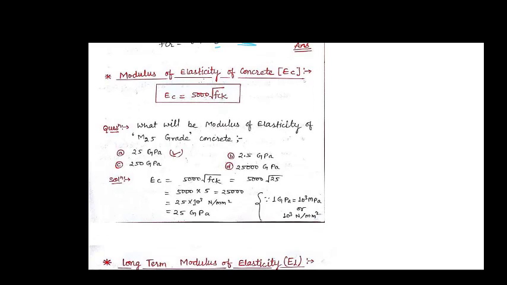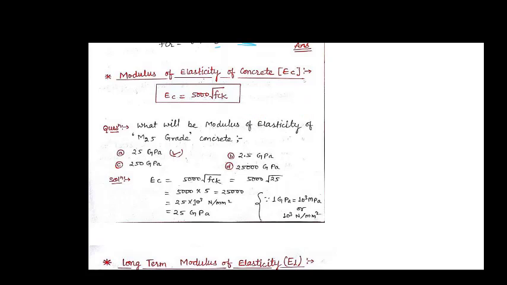Okay, another one is modulus of elasticity of concrete, which is denoted by E suffix C. EC is equal to 5000 under root FCK according to the revised IS code, and its previous value was 5700 under root FCK. So it might come in some competitive exam, so I'm telling you that the value we take for now is 5000 under root FCK, but the old value was 5700 under root FCK.